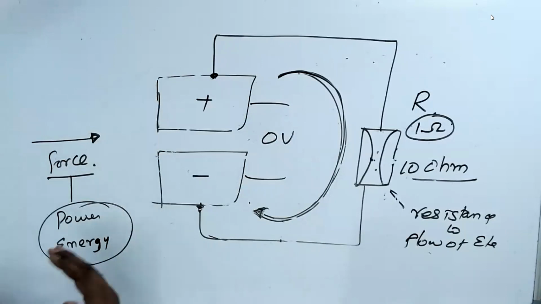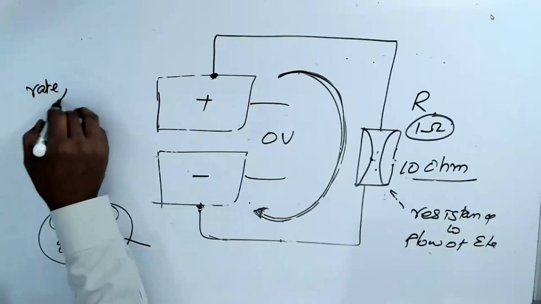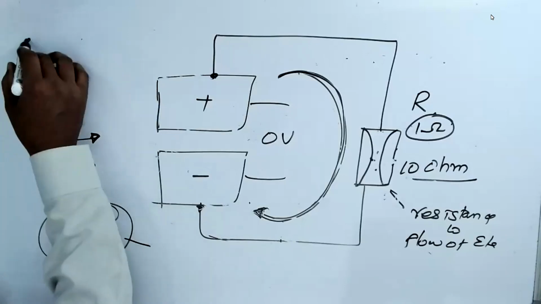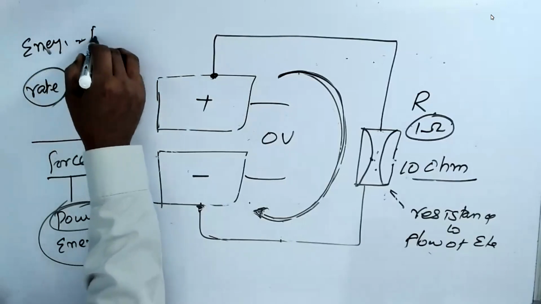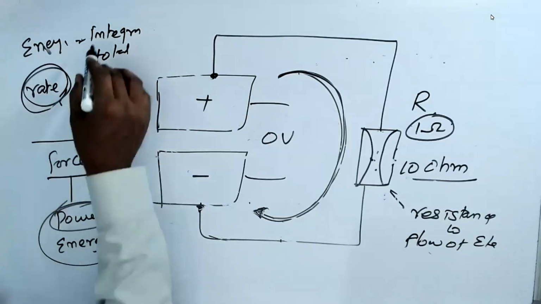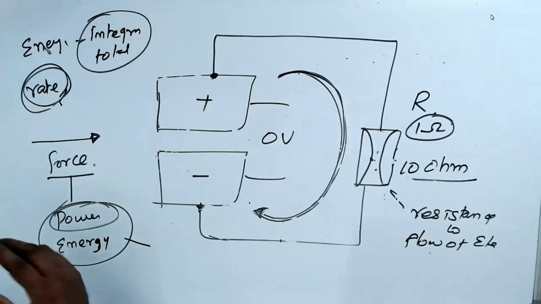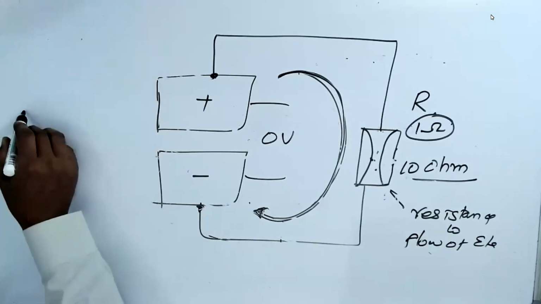Actually, power and energy are the same, but unfortunately, they are not the same. We use these words interchangeably, but that is not correct. Most of you know that. This is very simple. Power is a rate. Energy is an integral, or total. There's a difference between rate and integral, or total.